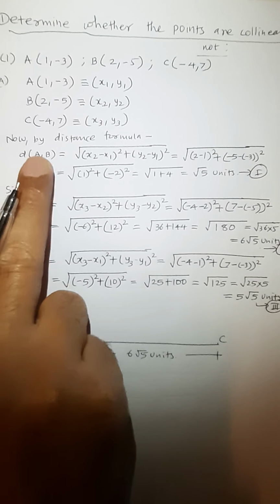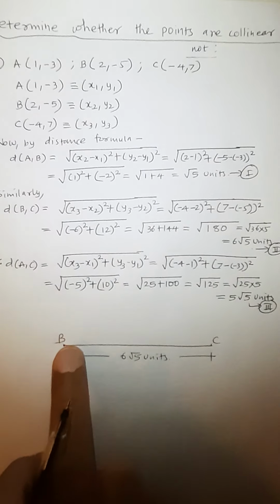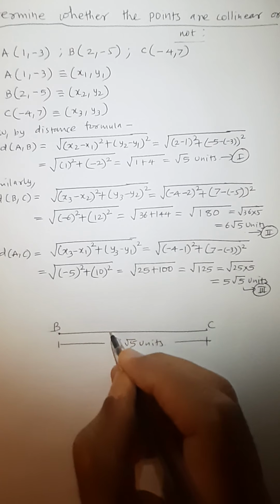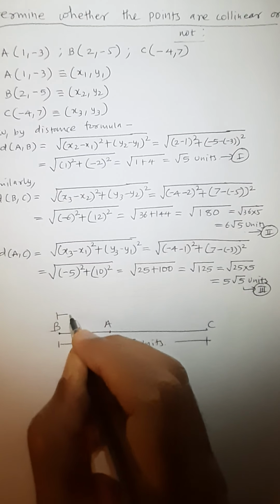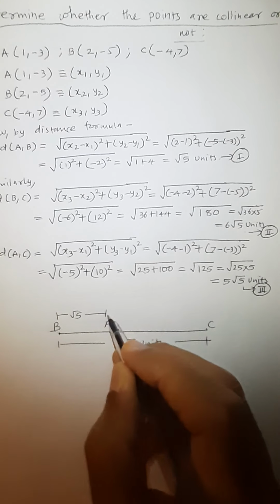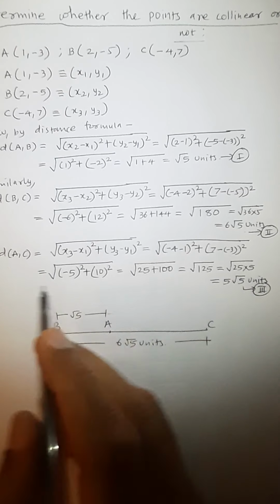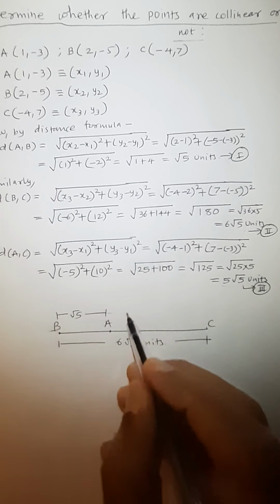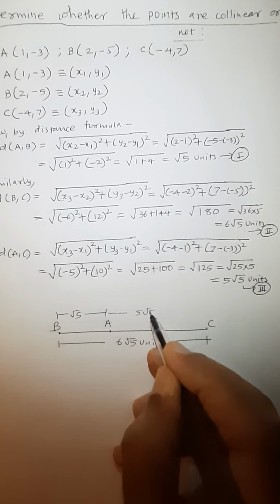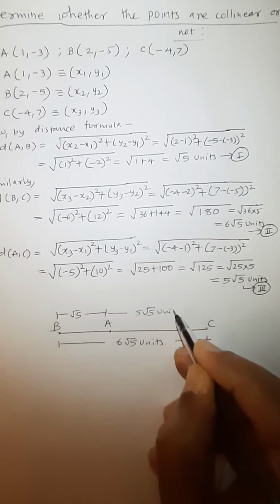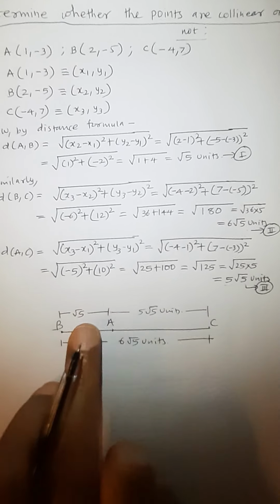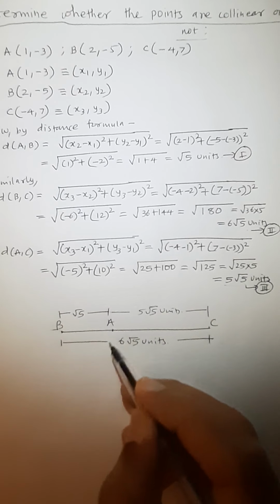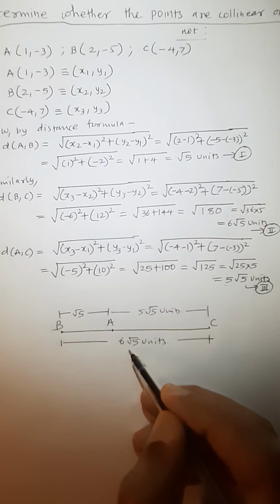Distance between the points A and B. B is already there. So let us say A is here. This distance is root 5 units. So what must this distance AC be? Is it 5 root 5? Yes, this is 5 root 5. Does the sum 5 root 5 plus root 5 give you 6 root 5 unit distance?